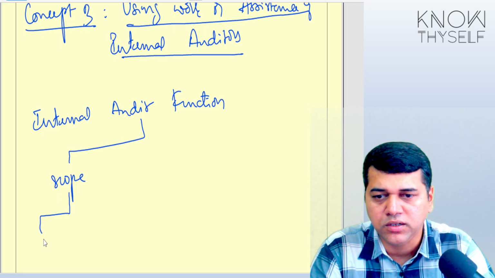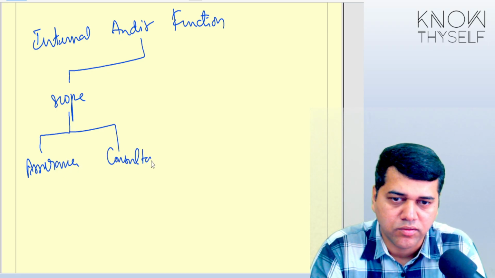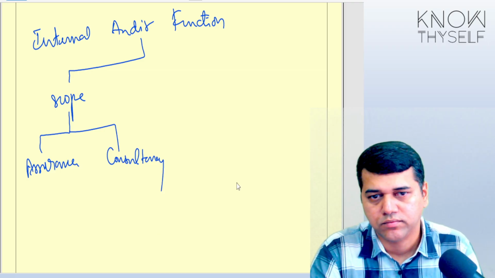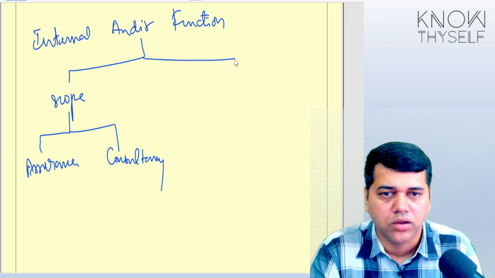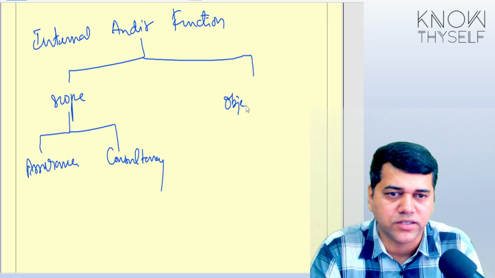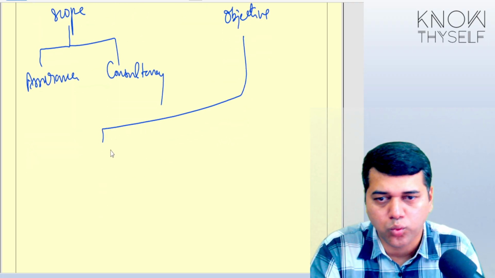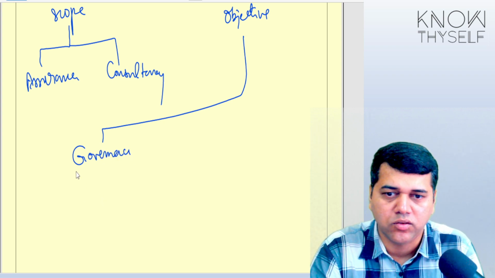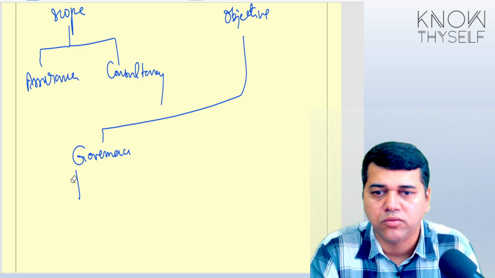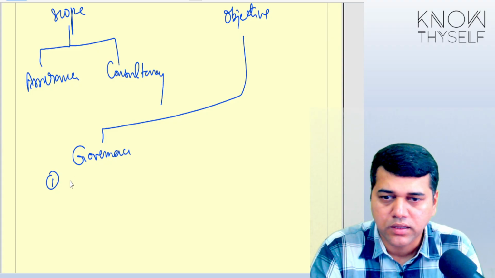Primarily, they have assurance and consultancy. What is the objective? Why do they exist? They exist for 3 reasons. One, governance related activity. What all does that include? What all governance related activities are they going to evaluate?